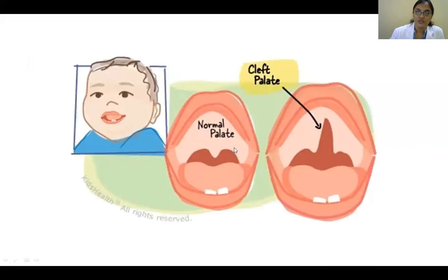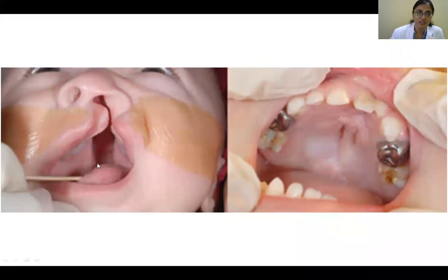So these are all images of a normal palate and this cleft. This cleft can extend up to the hard palate, the soft palate, and the uvula also. A bifid uvula can be there. There are quite a number of anomalies, you can read in the text. You can see the cleft lip and also the cleft palate, and this is operated here.